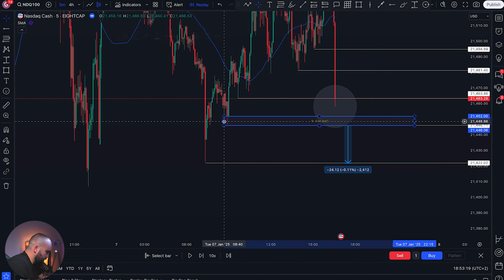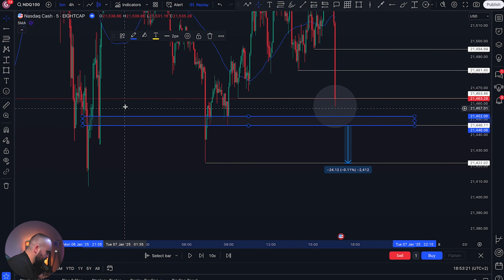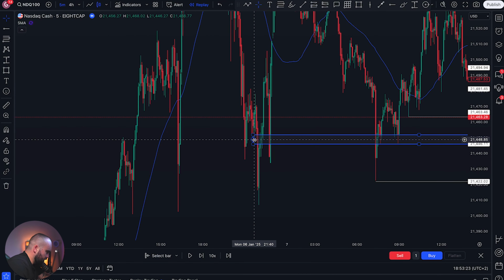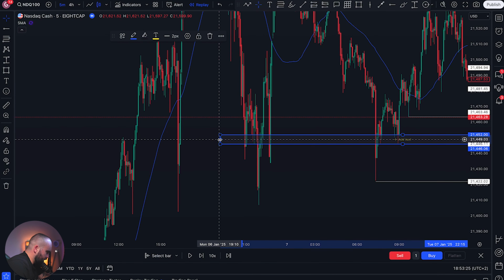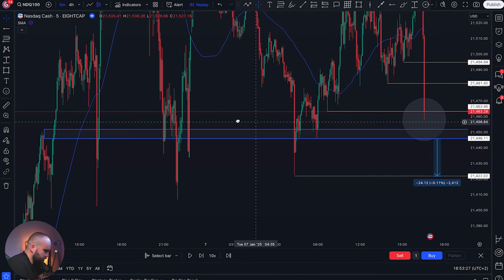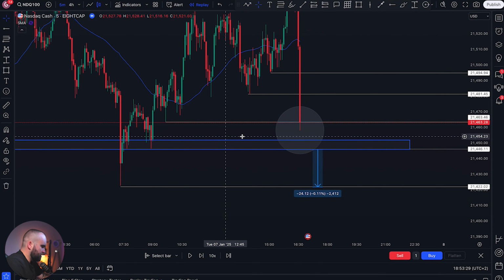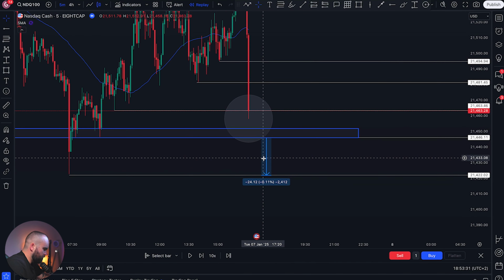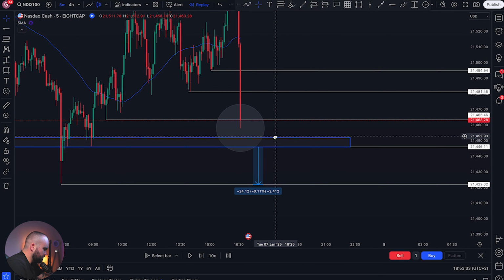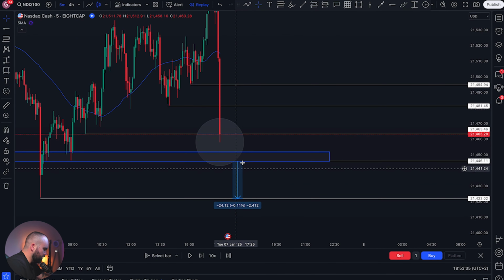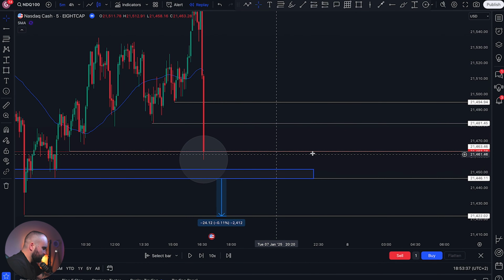If we draw this to the left, we can see once again some more reactions. If we go even further left, more reactions here and more reactions here. So that again confirms to me that this is a pretty good zone to trade from. We've got almost 25 pips, which is enough for us to go break even.